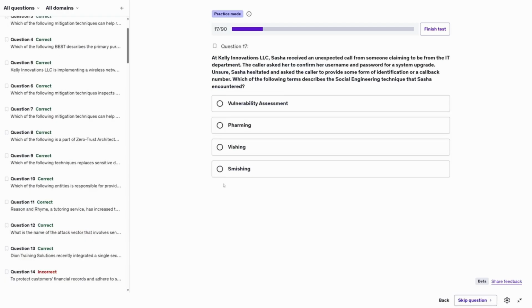At Kelly Innovations LLC, Sasha received an unexpected call from someone claiming to be from the IT department. The caller asked her to confirm her username and password for a system upgrade. Unsure, Sasha hesitated and asked the caller to provide some form of identification or a callback number. Which of the following terms describes the social engineering technique that Sasha encountered?